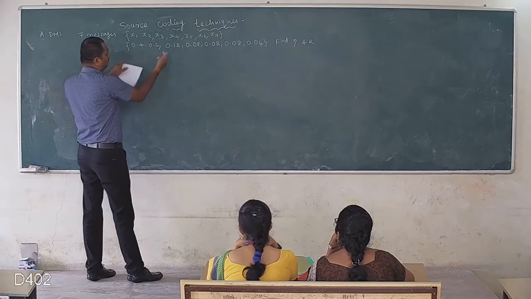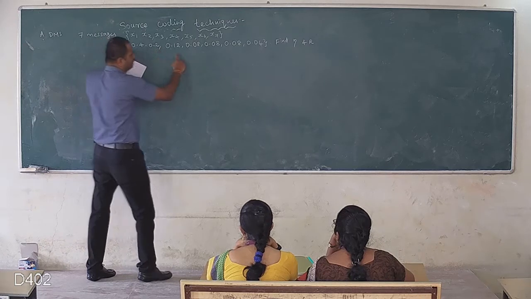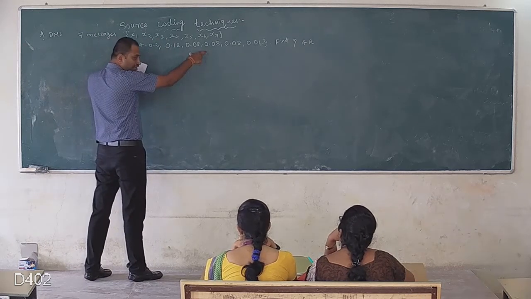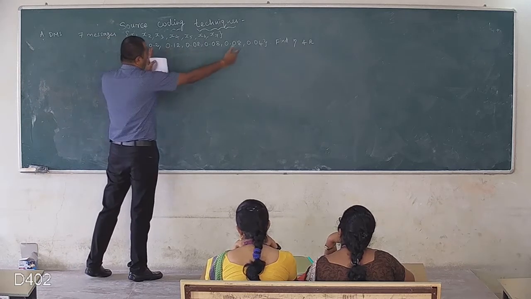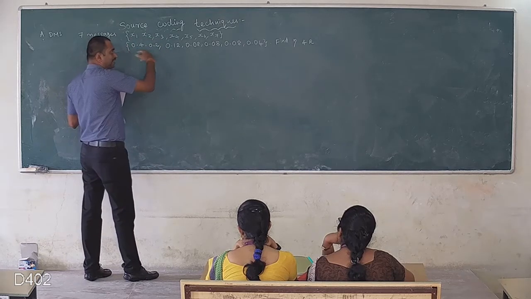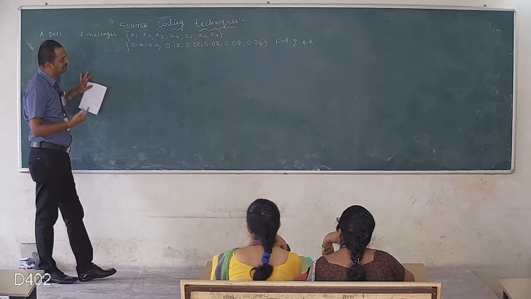If I can make this as 2 groups, that is 0.4 and 0.2 in one group, the remaining are in one group. That means you have 0.6 in one group and the other group will have 0.4. Or I can take 0.4 in one group, other messages in the other group. So what happened now? 0.4 in the first subset and 0.6 in the other subset. So there are 2 possibilities that this problem can be solved.